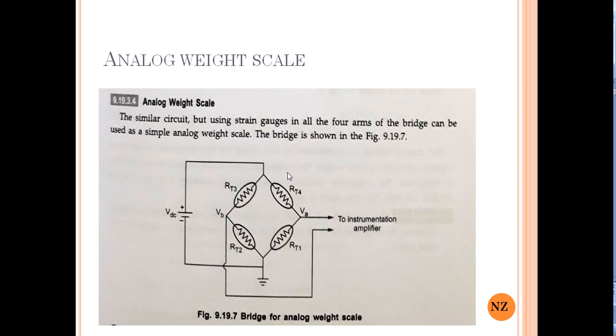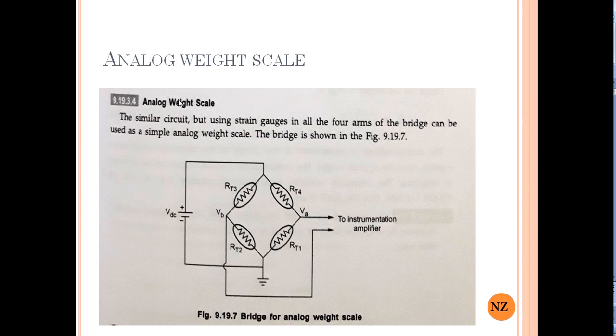We have analog weight scale also as an example. This is an application where a similar circuit is used, but instead of transducer bridge, we are making use of something called as strain gauges. Strain gauges are nothing but gauges which change their resistance based upon pressure or strain or force. If you apply force or if you apply strain, then the resistance of that particular material will change. So we can use this for analog weight scale.